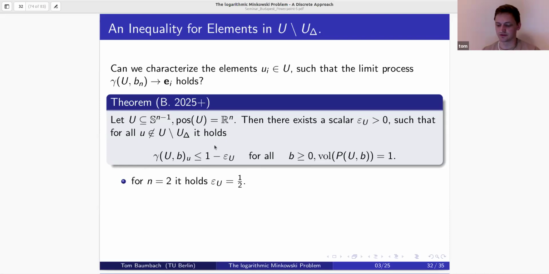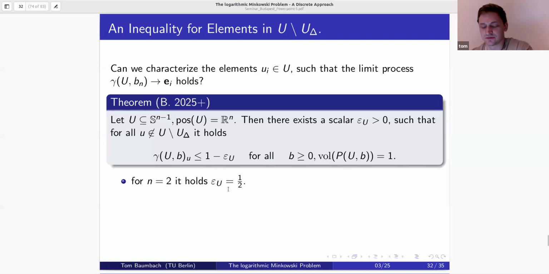So what this tells you is, if you can get super close to the vector EI, at some point you will have a pyramid. There's no other way than that you have a pyramid at some point. And if not, then you are always strictly away from this vertex.